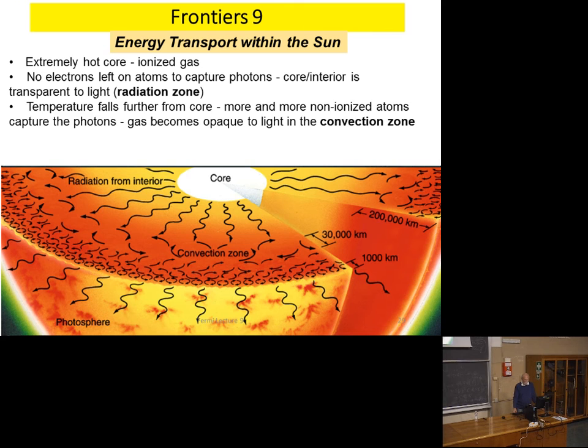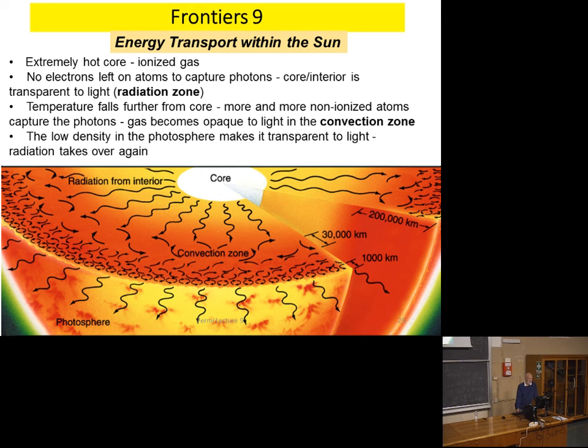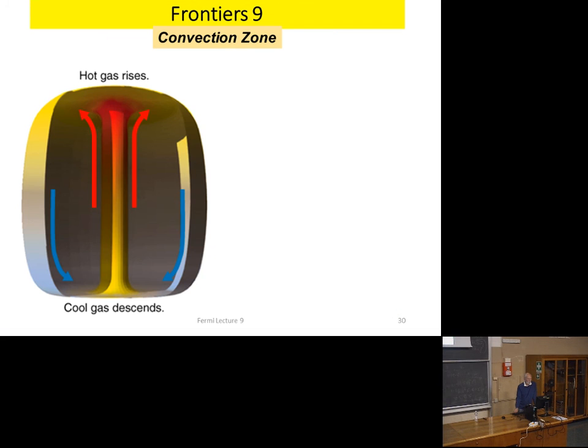Eventually it gets less high temperature, and basically then gets to what's called the convection zone, and the convection zone then captures the photons. The gas becomes opaque to light, and that's what we call convection. The low density in this photosphere then makes it transparent to light, and radiation again takes over at the very outside, and then we get the surface part at the very outside.